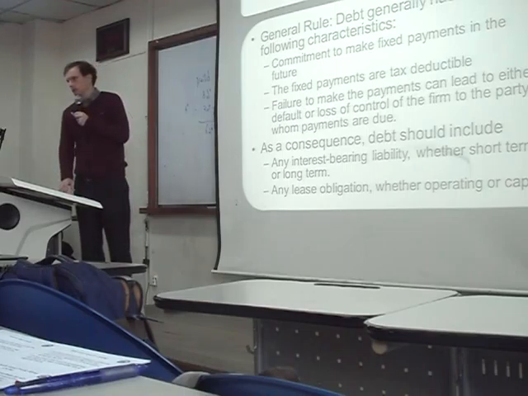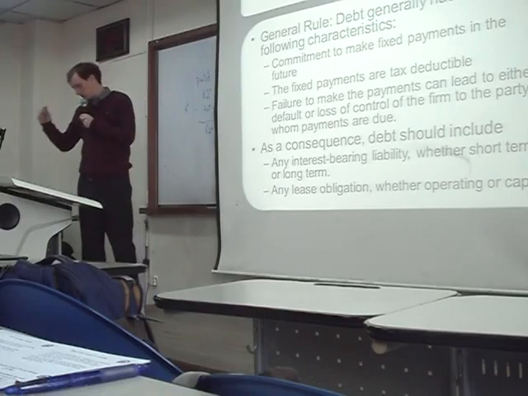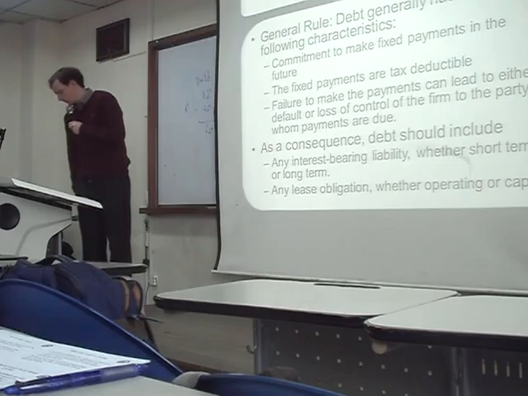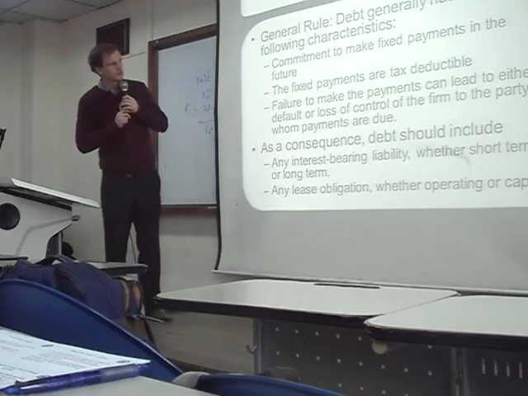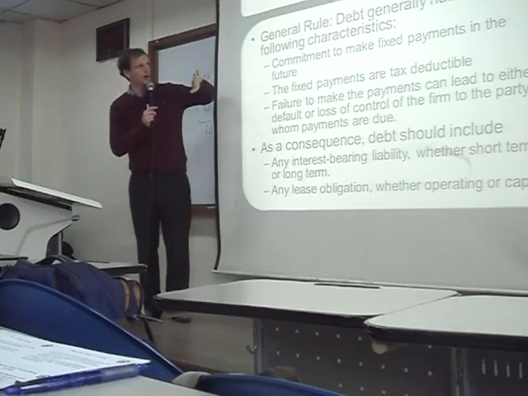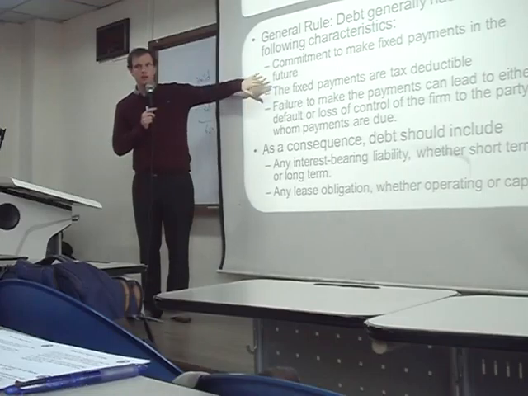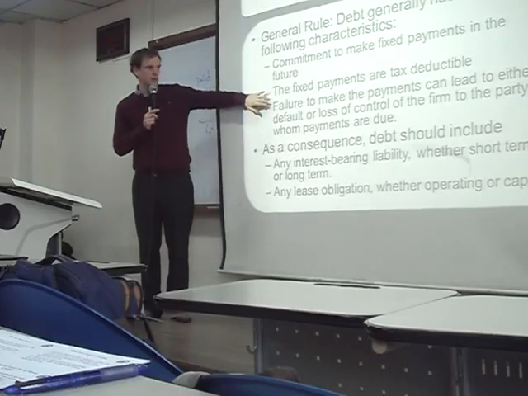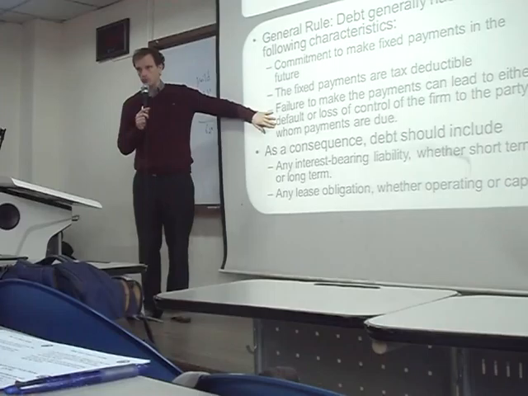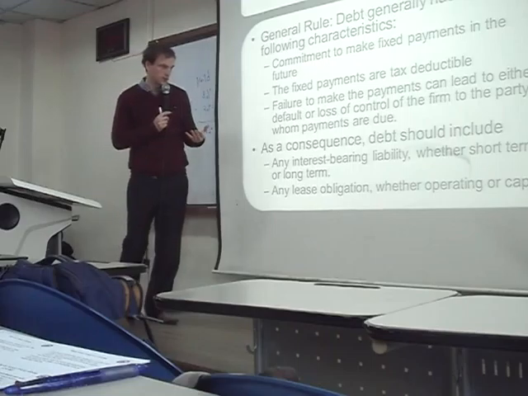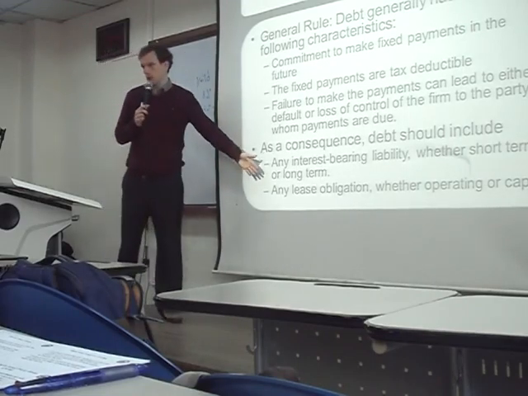Okay? So then let's move on to talking about the default risk more and the cost of debt. So we already explained about debt. Just to review, debt means that we are making fixed payments in the future. The fixed payments are tax deductible. If we don't pay the money, we have a default or lose control of the firm. That is debt. Okay, like a bank loan, obvious example of debt, or a bond. Okay, leases are also included in debt.